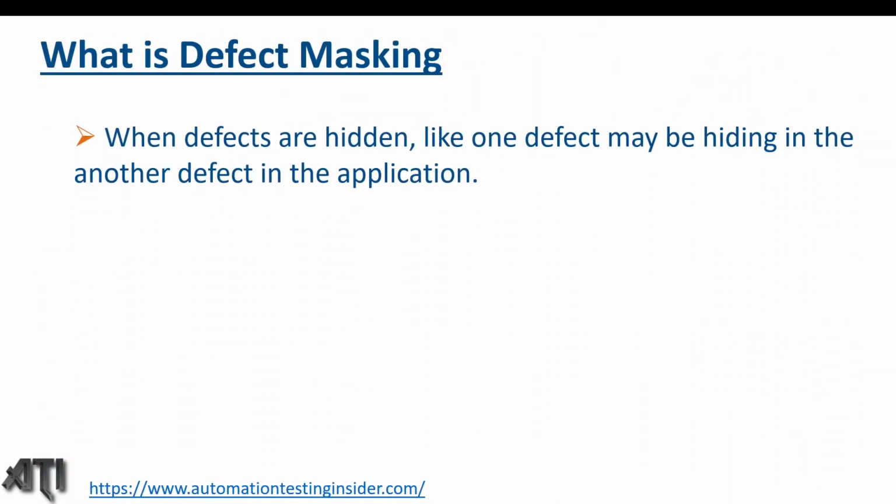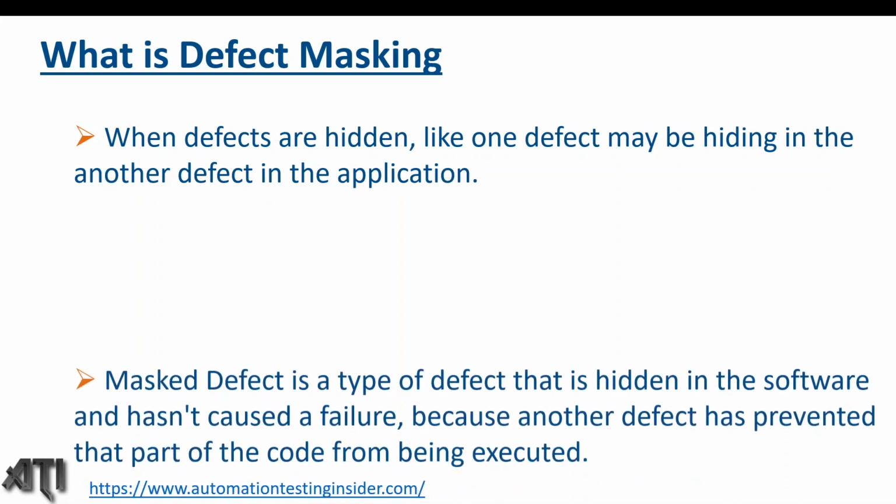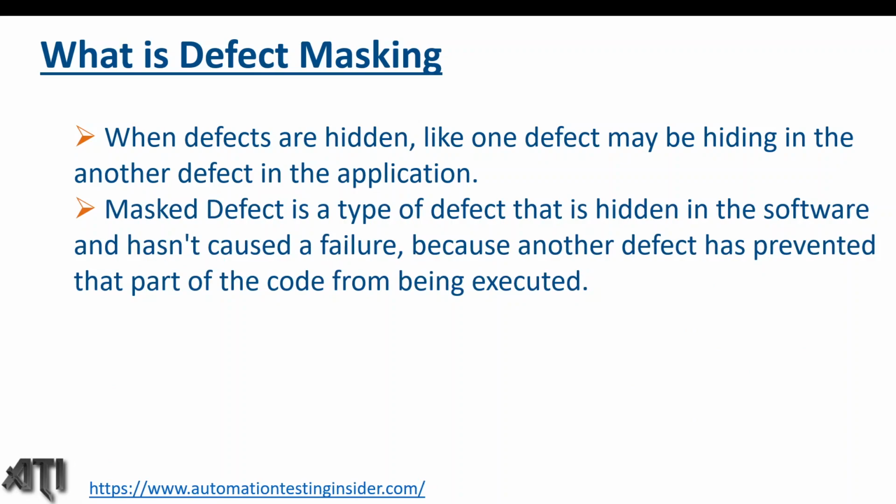So let's talk about some theoretical stuff, just recap what we have discussed so far. When defects are hidden, like one defect hiding behind another defect in the application, it is called defect masking. A masked defect is a type of defect that is hidden in the software and hasn't caused a failure because another defect has prevented that part of the code from being executed.